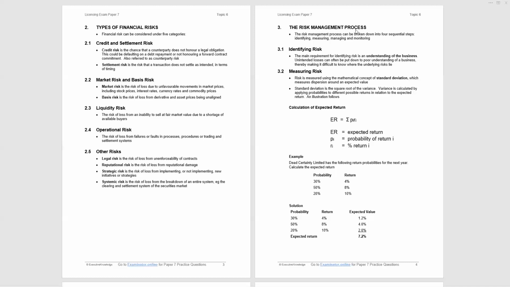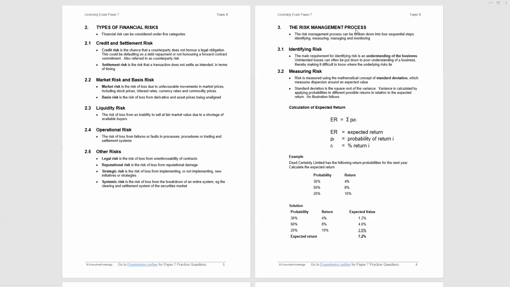Once you've identified the risk, you want to measure the risk. And risk is measured using the mathematical concept of standard deviation. What is standard deviation? Now, you're not going to need to know in depth the mathematical structures that we're going to go over, but you do have to have an awareness, and the questions should then be doable.